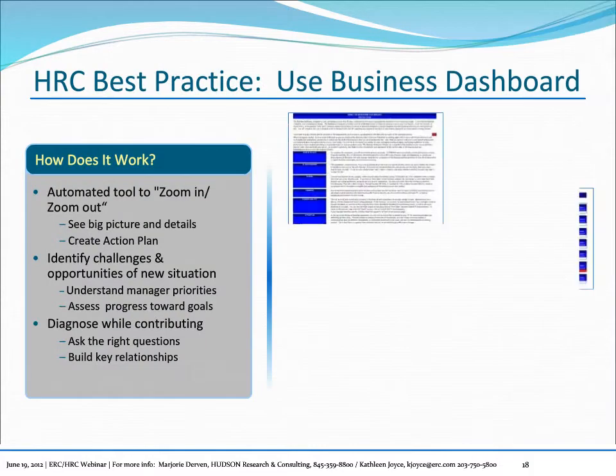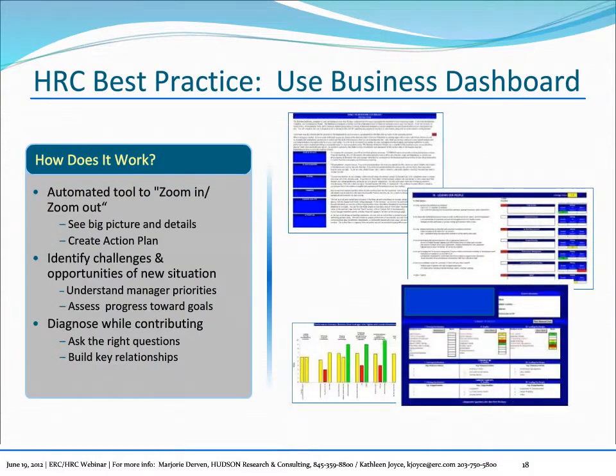Another best practice, and this I think is pretty innovative, is using a business dashboard. This is an automated process to zoom in and zoom out. A recent Harvard Business Review article talked about this concept of a camera being able to zoom in on the details and zoom out so you can see the big picture.